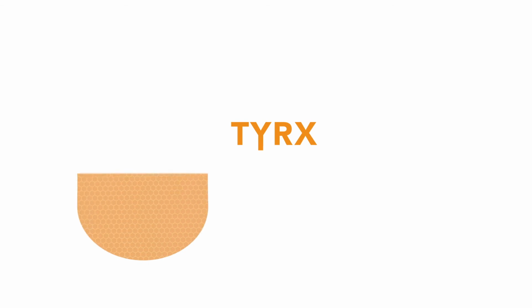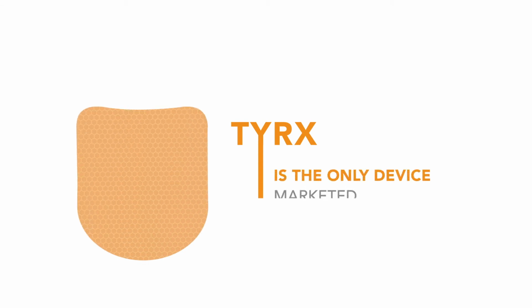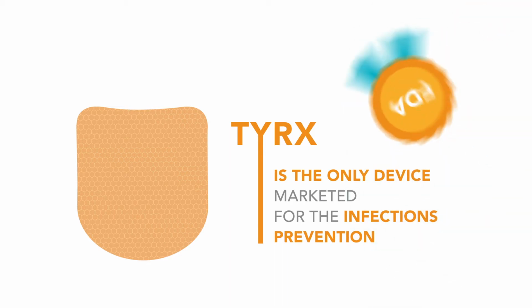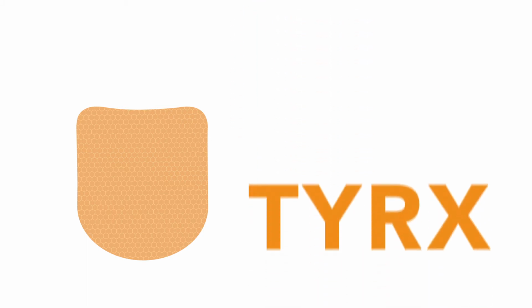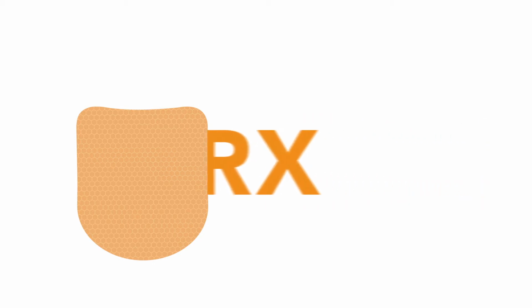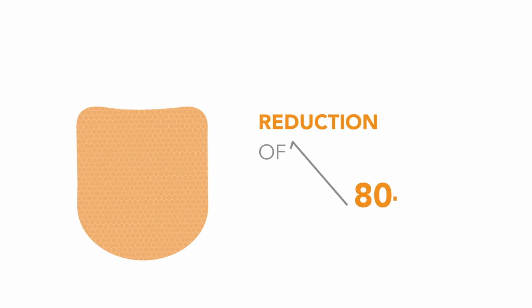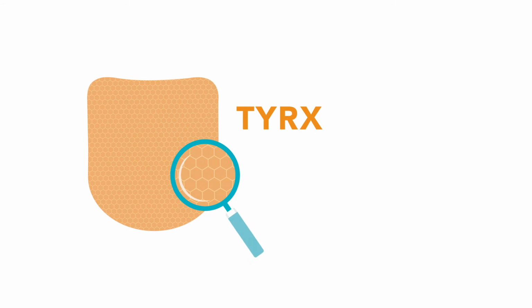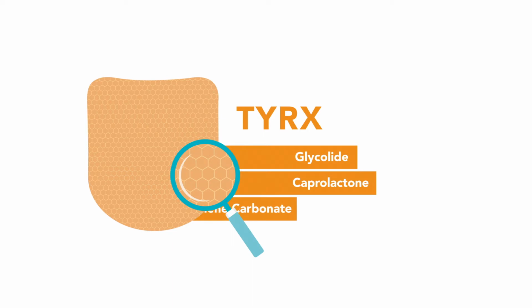Tyrx is an absorbable antibacterial envelope that is indicated to prevent infections in patients undergoing electronic cardiac device implantation procedures. Tyrx is a sterile pocket designed to contain either a pacemaker pulse generator or a defibrillator. It achieves an 80 to 90% reduction in CIED infections in high-risk patients. The antibacterial envelope is a filament mesh of glycolide, caprolactone, and trimethylene carbonate.